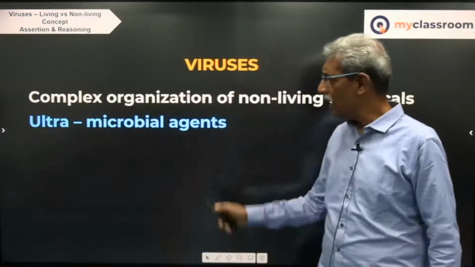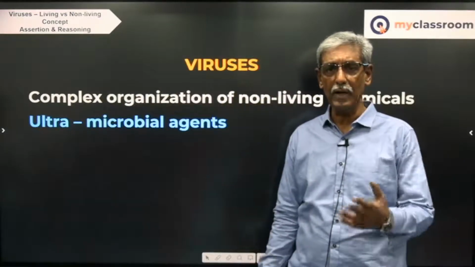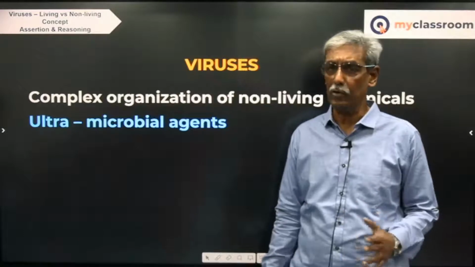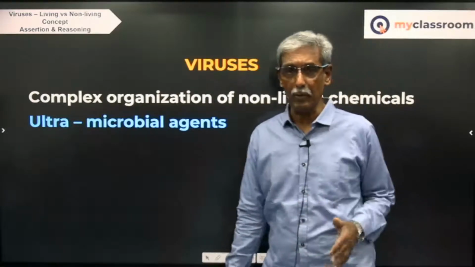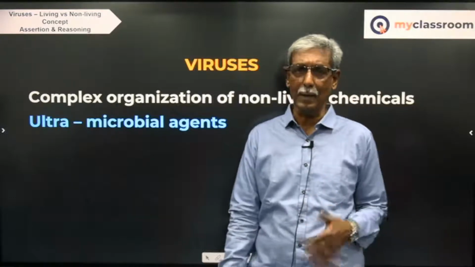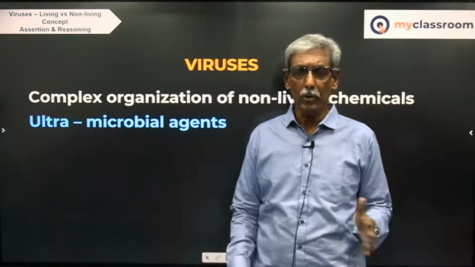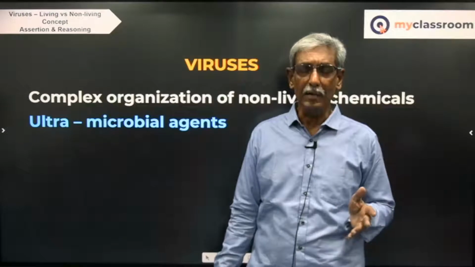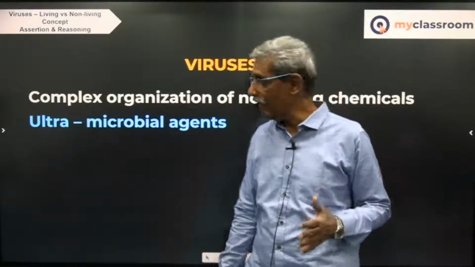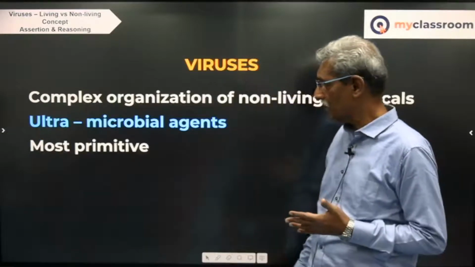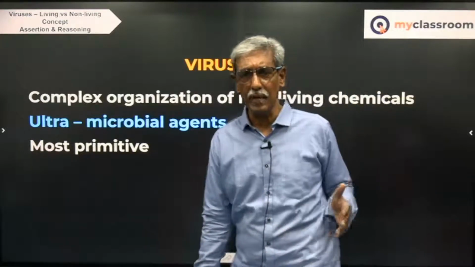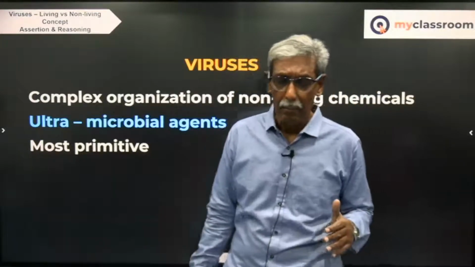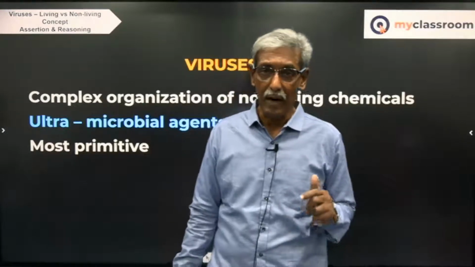you call them ultra-microbial agents because you can only observe a virus under an electron microscope. They are smaller than the smallest of the microbes, like bacteria. They belong to a group of infective particles which are smaller than bacteria, hence you call them ultra-microscopic agents. Most of the viruses are primarily made up of RNA.